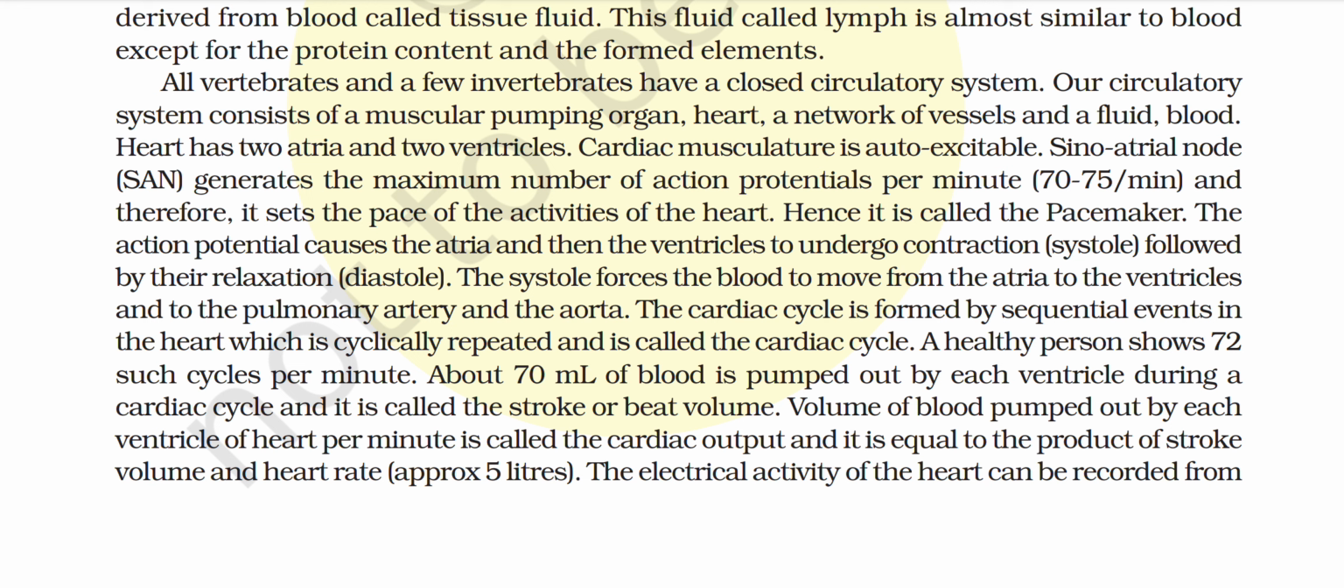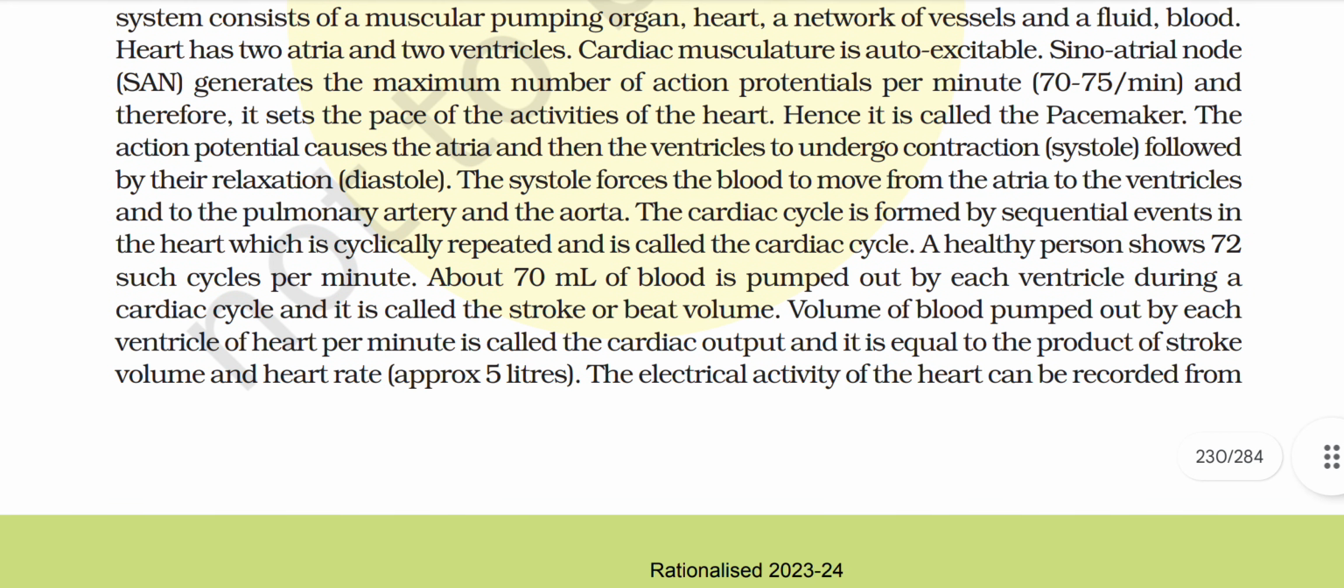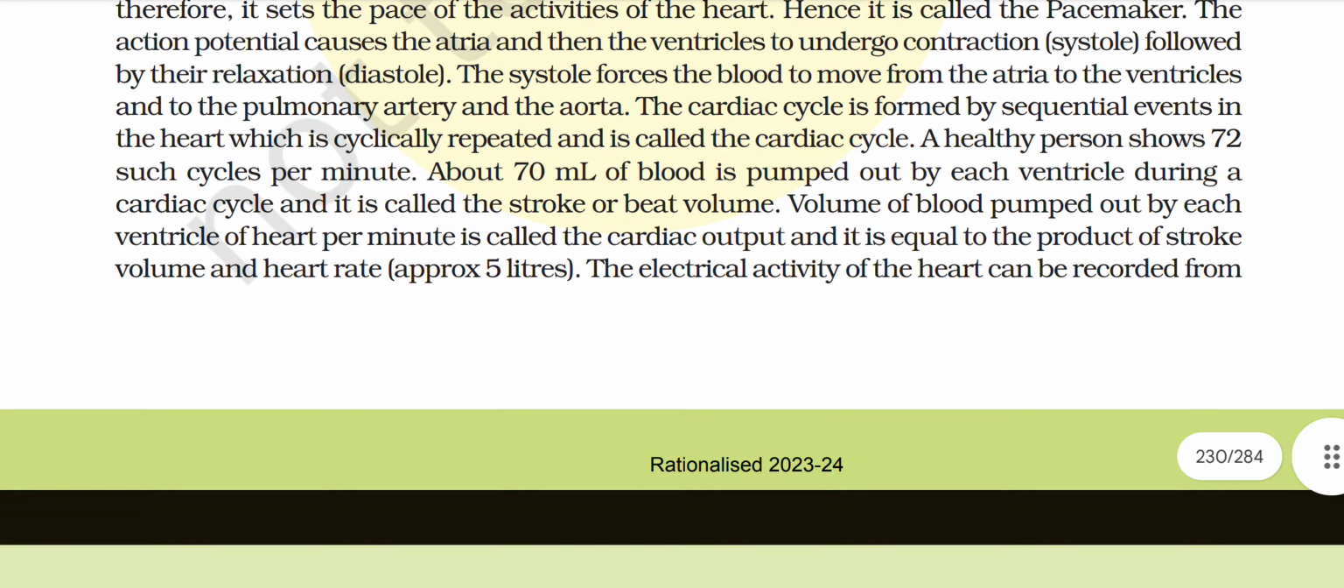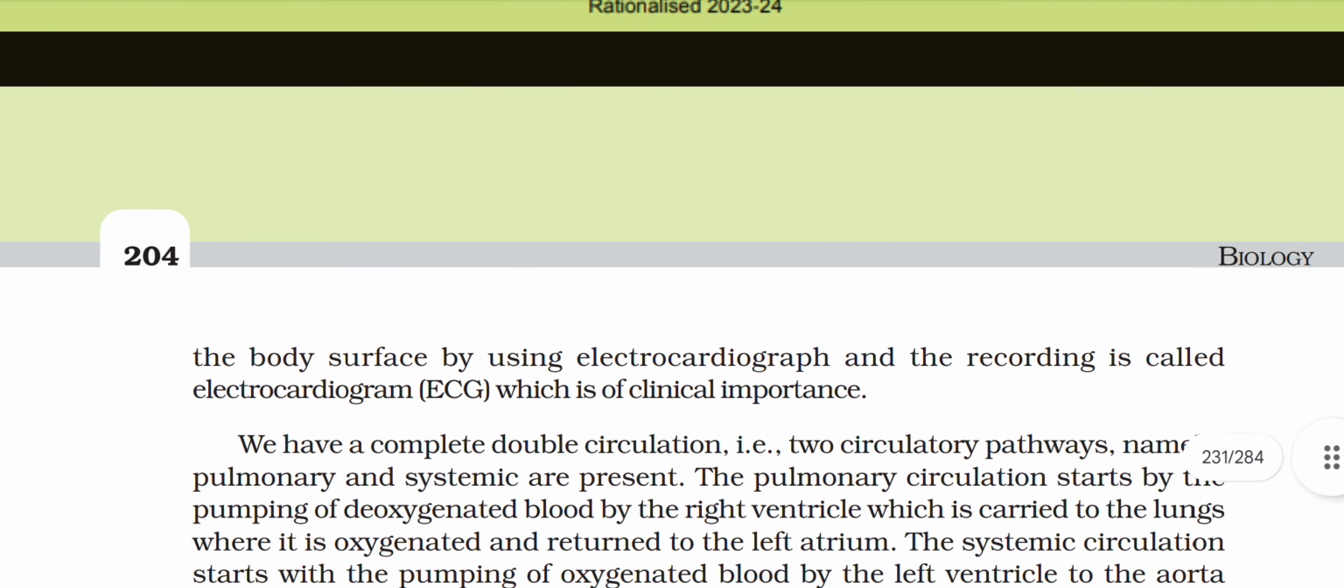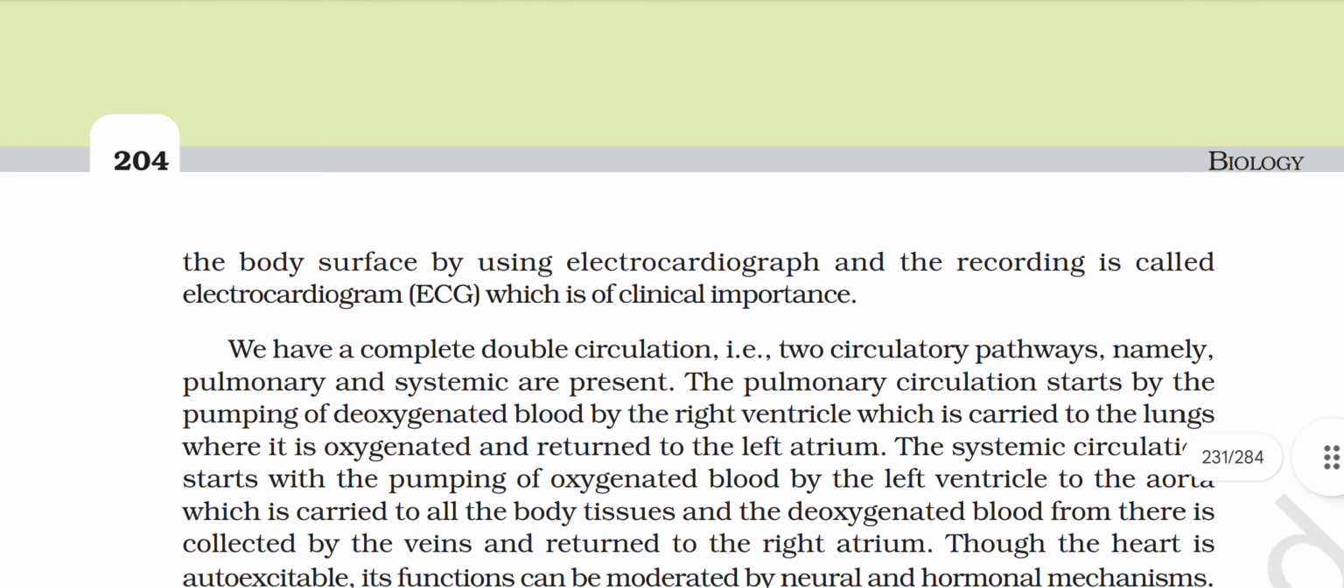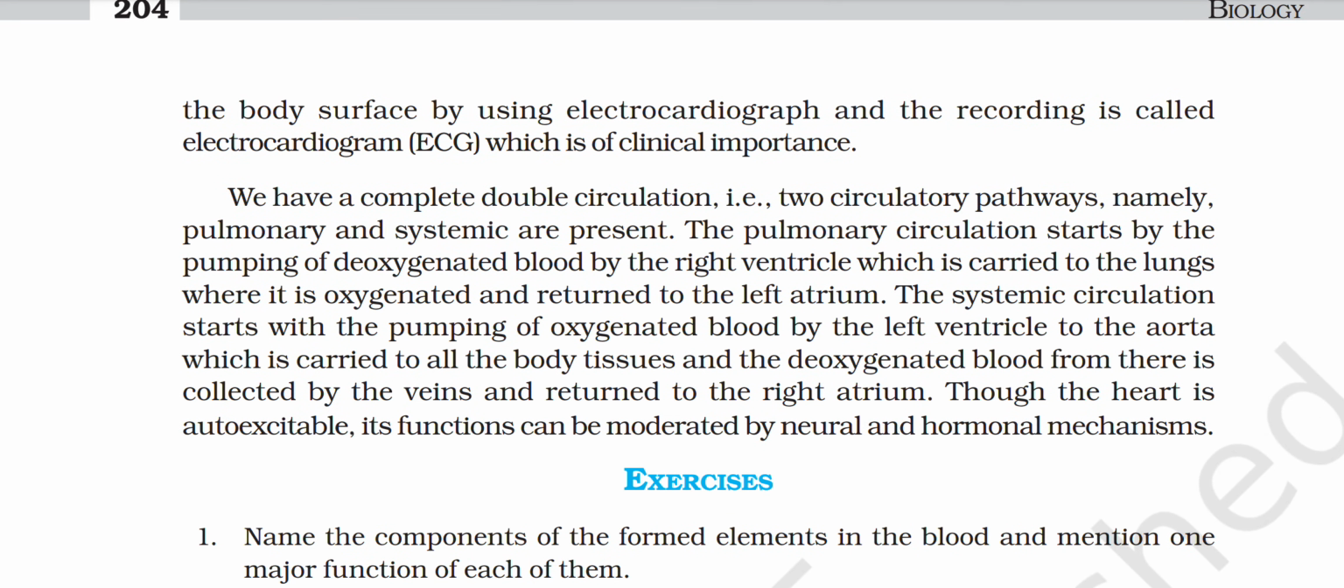A healthy person shows 72 such cycles per minute. Therefore, about 70 milliliters of blood is pumped by each ventricle during the cardiac cycle, and it is called the stroke or beat volume. The volume of blood pumped out by each ventricle per minute is called the cardiac output. It is equal to the stroke volume times the heart rate, approximately 5 liters. The electrical activity of the heart can be recorded from the body surface by using an electrocardiograph, and the recording is called an electrocardiogram, which is of clinical importance.